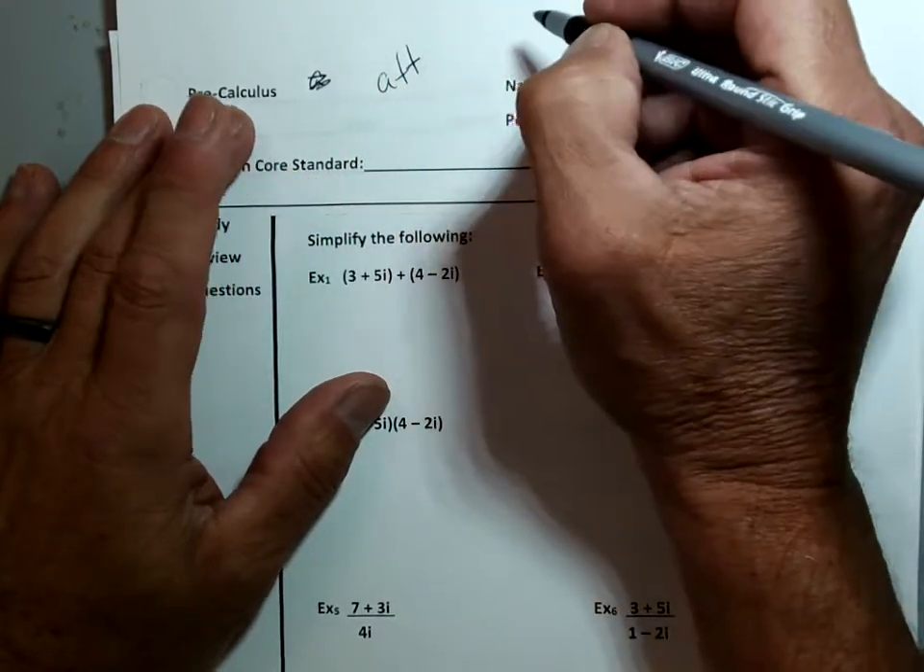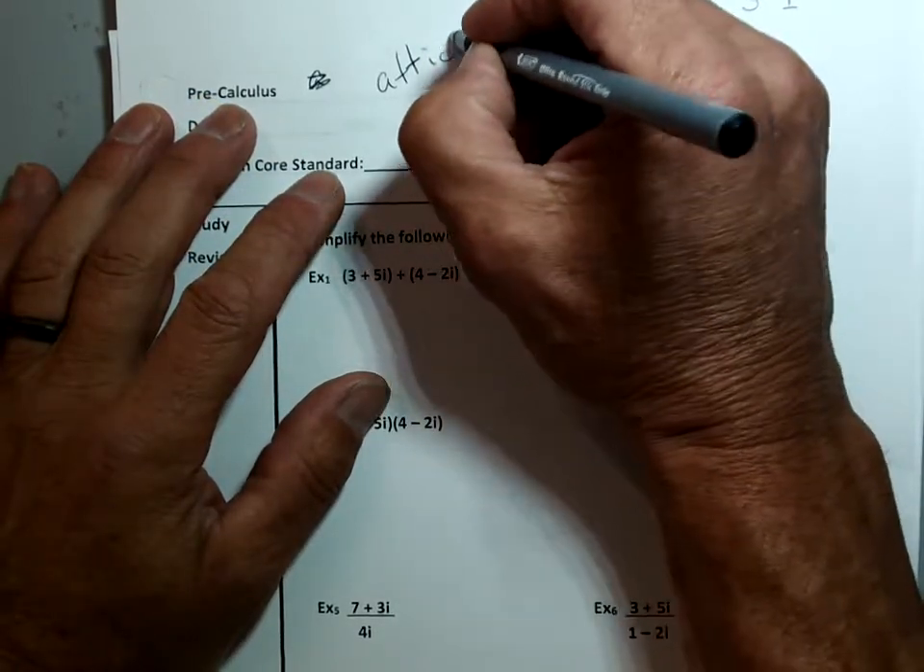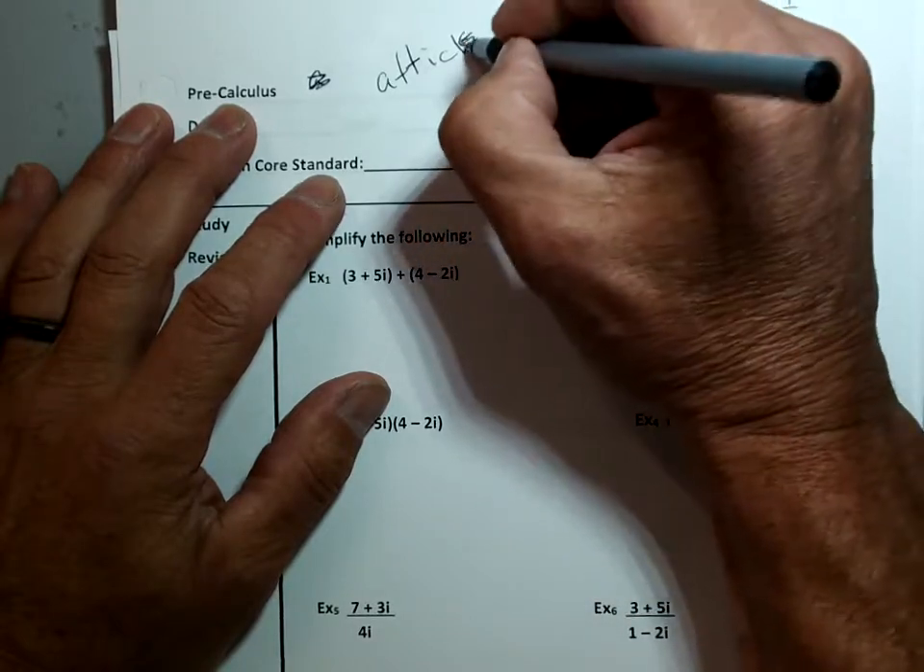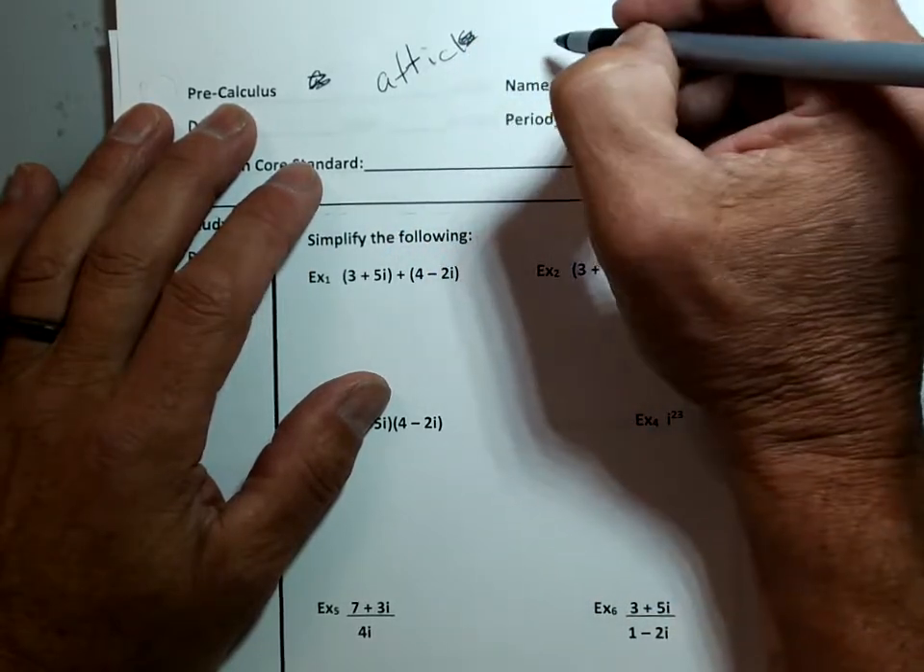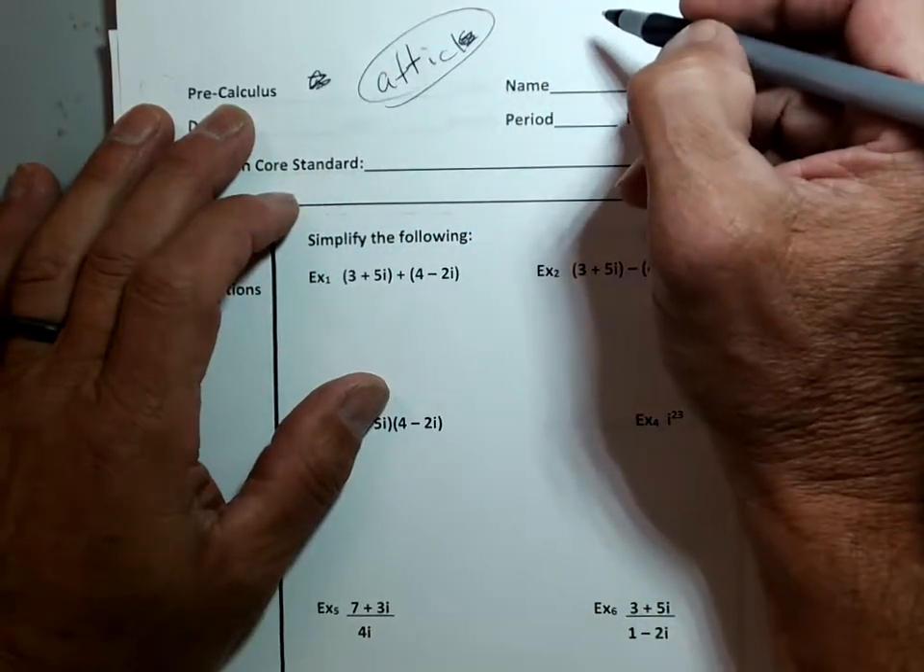A-T-T. No. What? Wait, I don't get this. That's an at. No, I don't think there's a K. There's no K. Okay. Just spell that. Good enough.